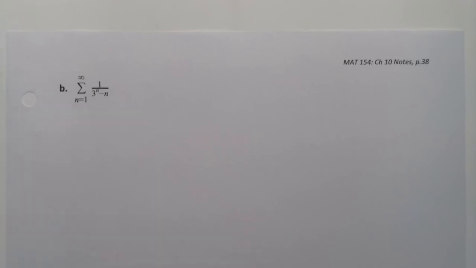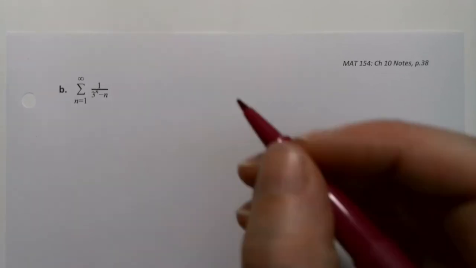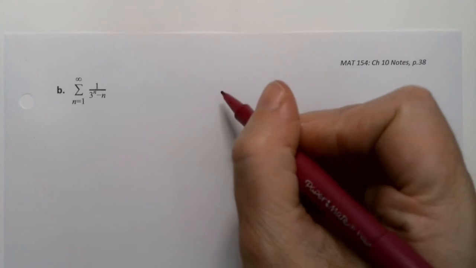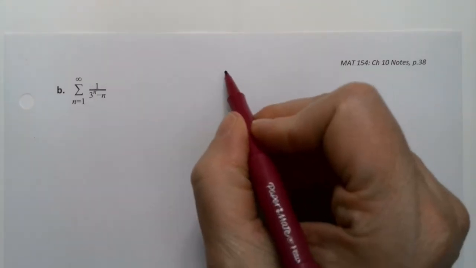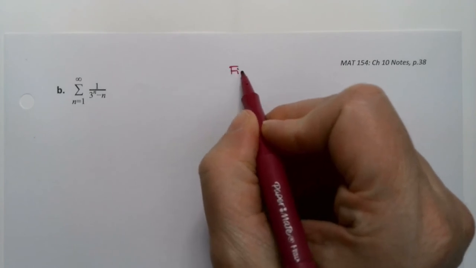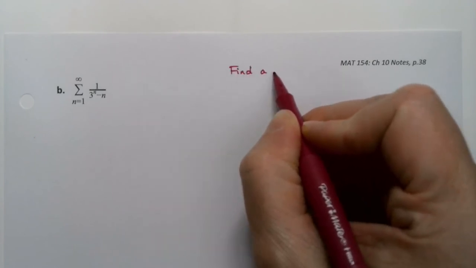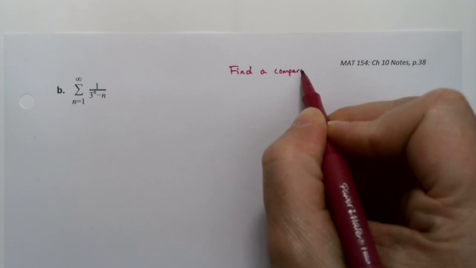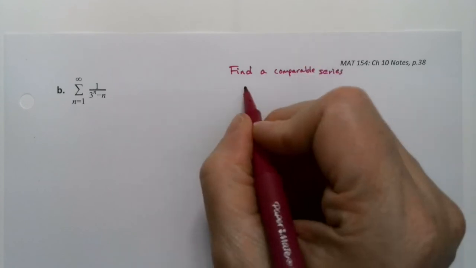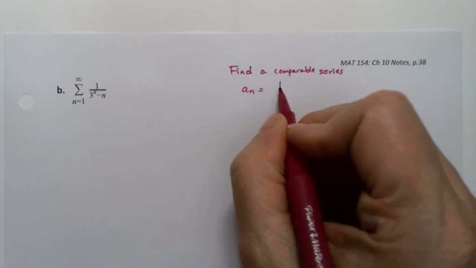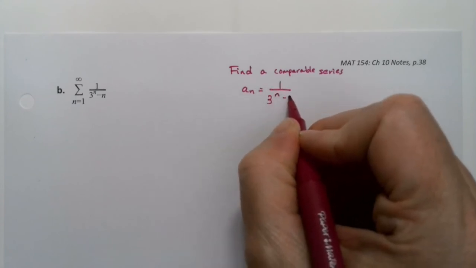Now, before I go off and start dividing and all of that, I want to think about what I'm looking at. So if I look at that a sub n, I want to find a comparable series. So find a comparable series, comparable, either way you want to pronounce it. Okay, so our a sub n is 1 over 3 to the n minus n.